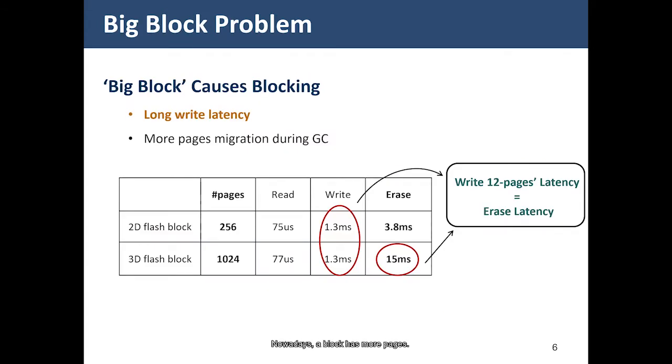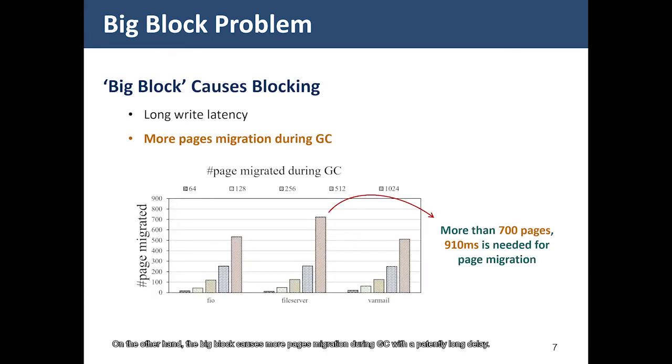Nowadays, a block has more pages. It is called the big block problem. On one hand, long write latency makes writing 12 pages cost more time than an erase operation. On the other hand, the big block causes more page migration during GC with a patently long delay. From the figure, with the increase of pages per block, in some benchmarks here, such as the file server, a GC procedure may migrate more than 700 pages with a near 1 second delay.